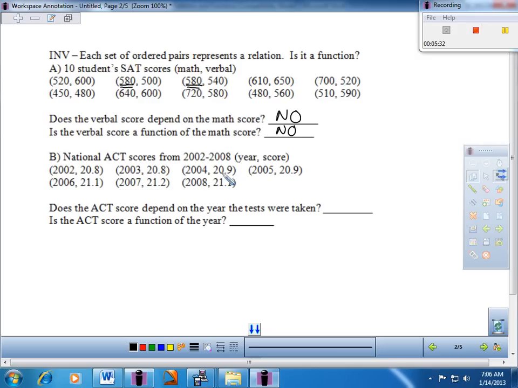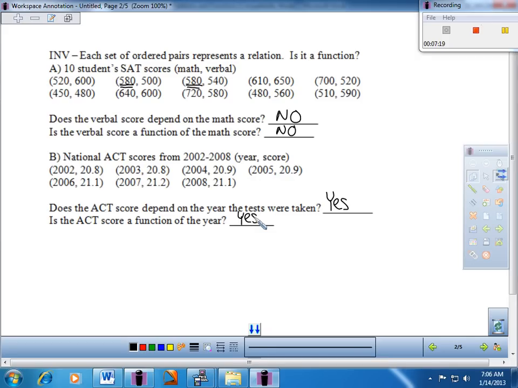Absolutely yes. So if you look at each of these, this score right here is dependent on the fact that those tests were taken in 2002. This score right here, even though it's the same score, everyone, is dependent on the fact that those tests were taken in 2003. This score is dependent on those tests being taken in 2004, et cetera, et cetera. Each of those scores is dependent on the fact that they were taken in that particular year. And so the answer is yes. And if the ACT score depends on the year, then it is a function of it. And there's our yes right there.